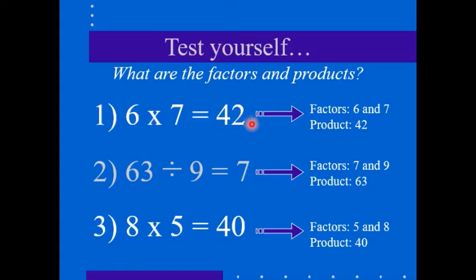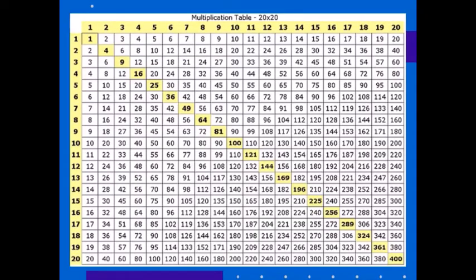make a product. So the product of 6 and 7 is 42, and the two factors of 42 are 6 and 7. Can you think of any other factors of 42? Well, there's 2. So 2 times 21 would be 42, so there's 2 and 21 in there as well. There's 1 and 42. So there's lots of ways we can make our different numbers.